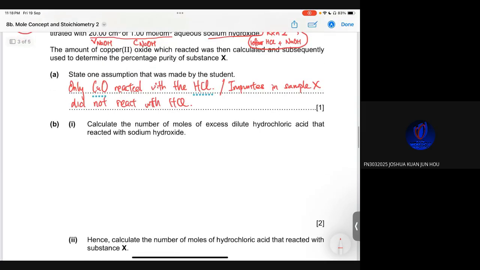Okay, so now let's go on to this. They ask you to calculate the number of moles of excess dilute hydrochloric acid that react with sodium hydroxide. Now, most of you are very stunned by this word excess. This excess, just think of it as the leftover from reaction 1, which is used to react in reaction 2. Okay? Thumbs up if all okay, understand what I'm saying?